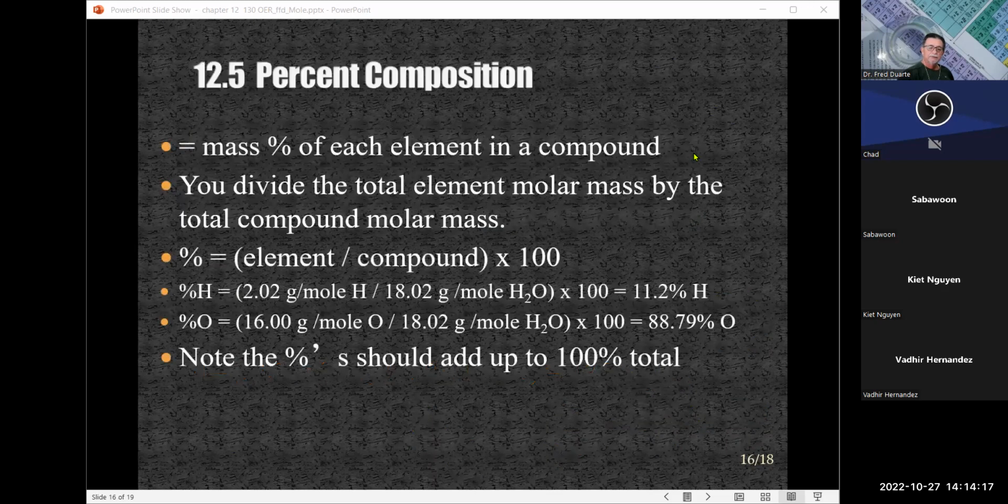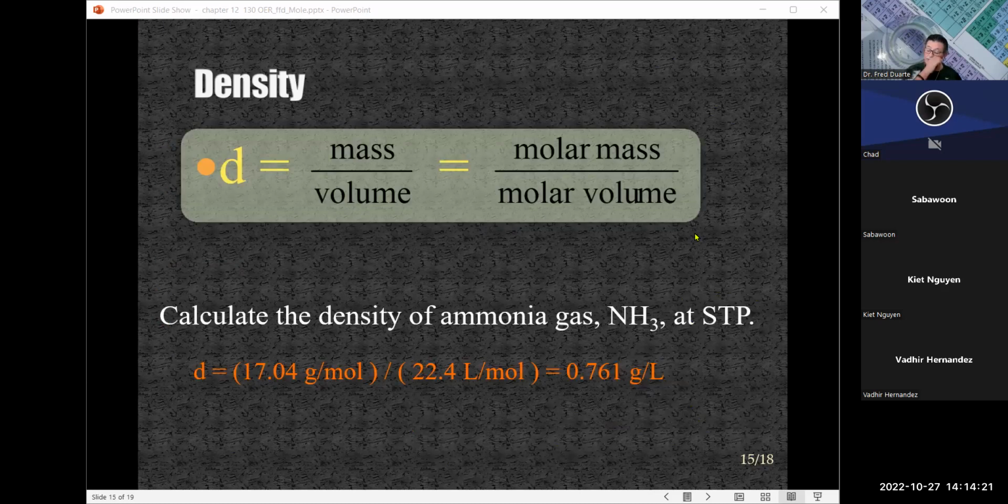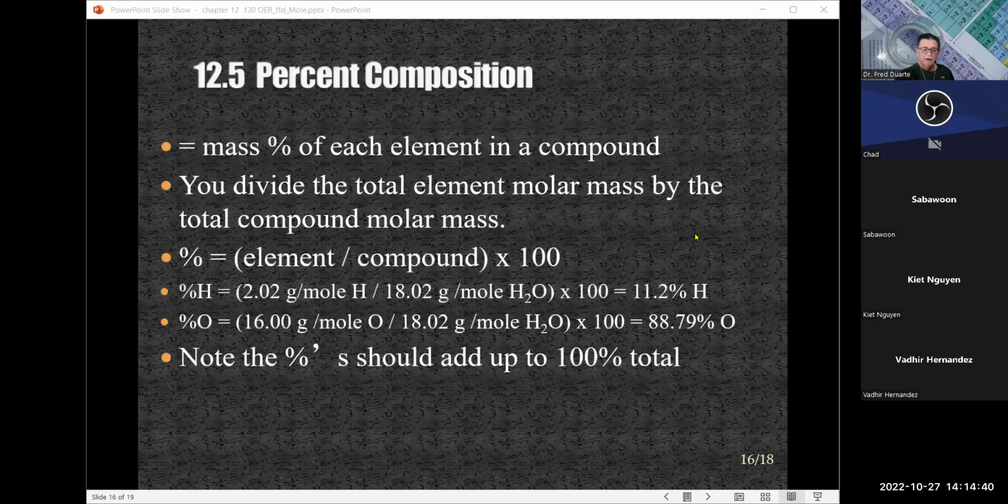All right. Which brings us to another aspect about the percent composition. We talked about actually figuring out the molar mass for a compound. We simply added up all the atoms and that gave us the molar mass. Now, with that bit of information, we can take one step further and calculate the percent composition.